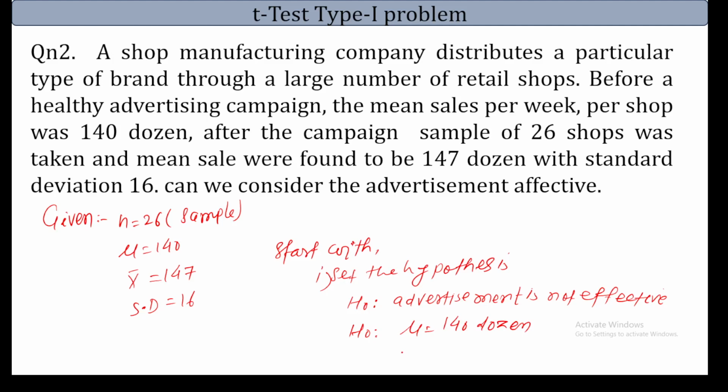What is the alternative hypothesis? They are asking whether the advertisement is effective, meaning the mean should increase. H1: mu should be greater than 140, which means the advertisement is effective.